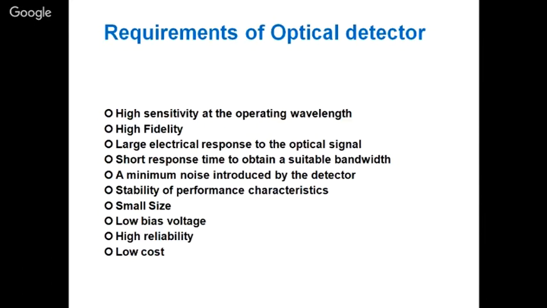It should be small size. It should have a low bias voltage. And it should have high reliability. It should have low cost. How is low cost possible if you want everything? So cost will have to be compatible with the features that you want. You cannot have all those things and still have low cost. So these are the requirements on an optical detector. You will have to decide optimally what you want, and on that the cost will depend.